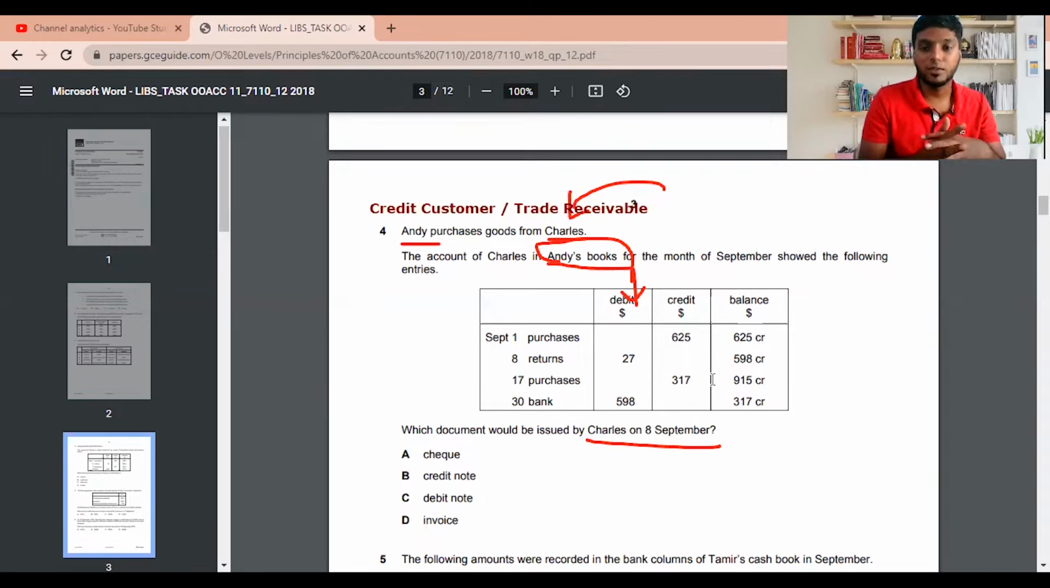So whenever he's confirming that, we always issue a debit note. But on the credit supplier side, if you issue a statement to the credit customer, then of course it becomes a credit note always. So the answer for this is going to be D.